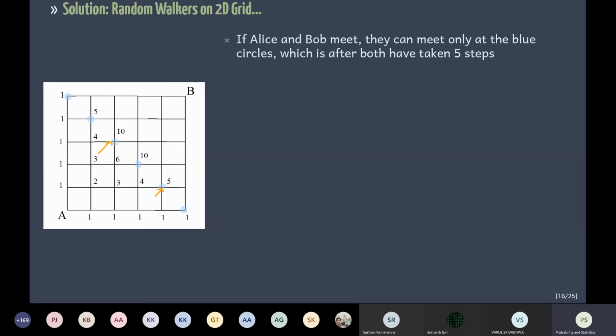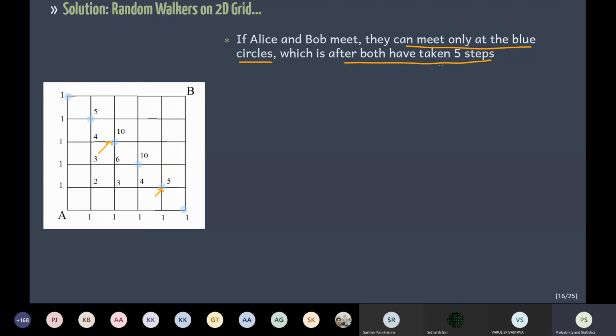So now you can figure out the sample space. How much would it be? You have to count the number of ways Alice can reach the anti-diagonal, and the number of ways Bob can reach the anti-diagonal. To reach the anti-diagonal, they have to take exactly 5 steps. They can meet only at the blue circles, which is after they have taken 5 steps. So one thing we are sure about is that, according to our problem requirement about meeting, it's only when they take 5 steps. And now the question is how many ways they can take these 5 steps.